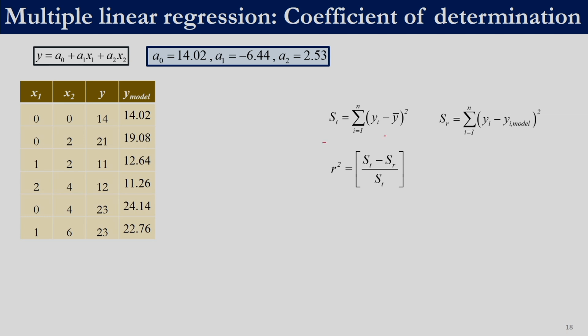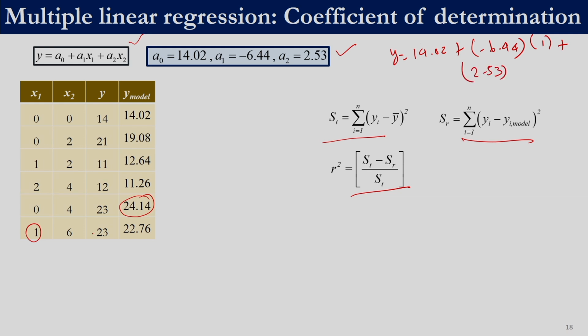Right. So, these three definitions we already know. We know the model over here, the model coefficients over here, and the model is given over here. Now, from the model and these values we can calculate these values. For example, this 24.14: y is equal to a naught, which is 14.02, plus a1, which is minus 6.44, into x1, and x1 in this case happens to be 1, plus a2, that is 2.53, into x2. So x2 is 6. If we calculate these values we will get 22.76.